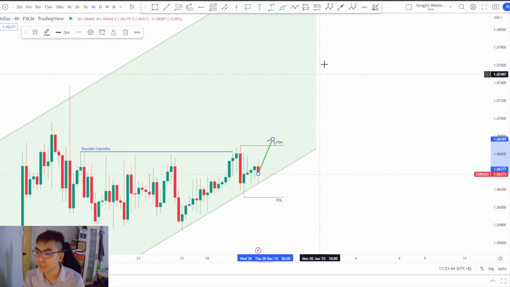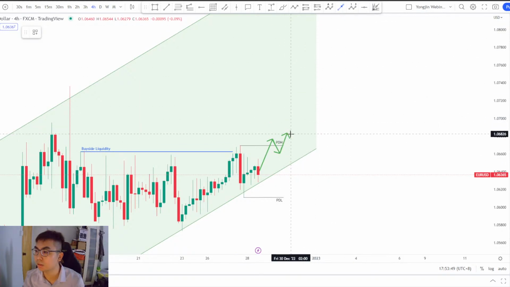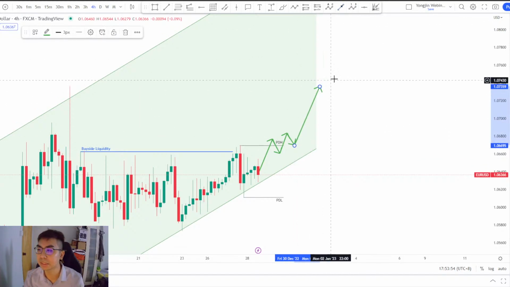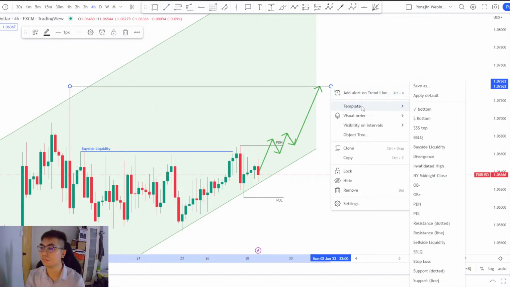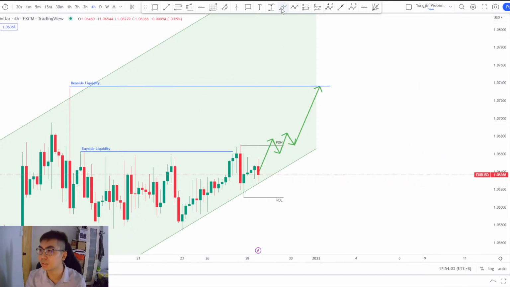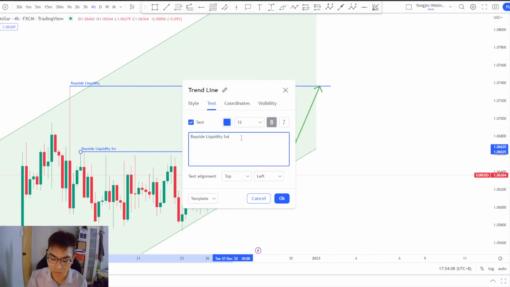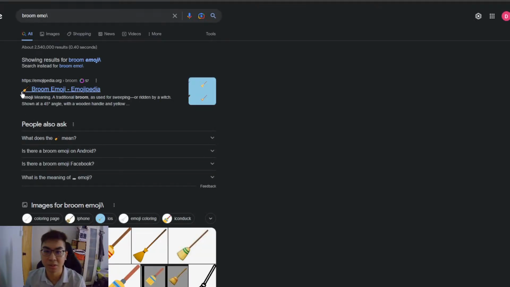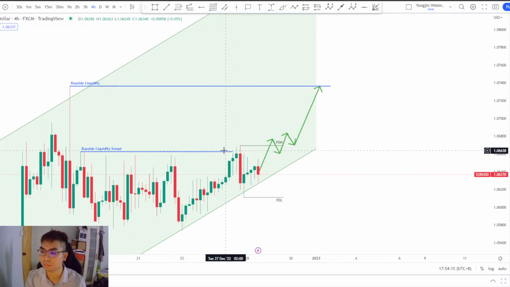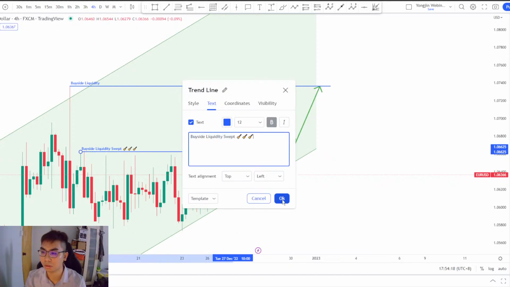I'm looking for price to hit up. Let's come down in test or heading towards the upside, possibly clearing out the previous high right there. The liquidity is resting right up there. So this is buy side liquidity got swept. So as the room emoji, let me find it again. Swept.